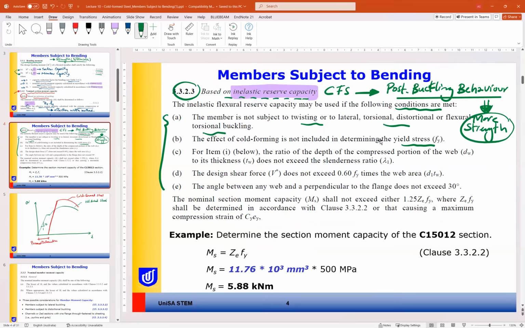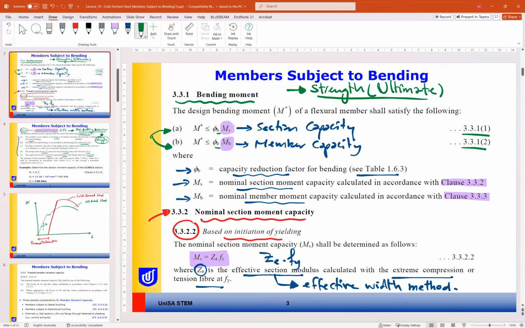The design shear force doesn't exceed 0.6 F yield times the web area, D1 times TW. The angle between any web and the perpendicular to the flange doesn't exceed 30 degrees. So all these cases you need to fulfill before using the inelastic reserve capacity. This case is a little bit ideal, so we can't use it. So we will be using the formula we used here.